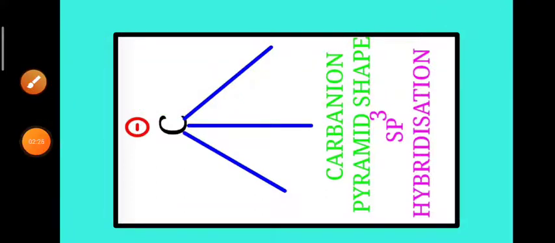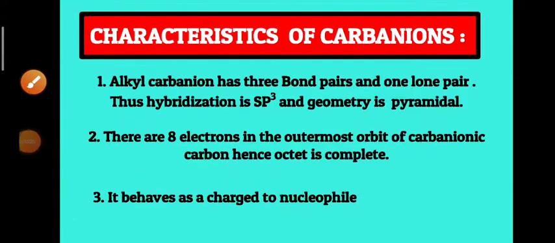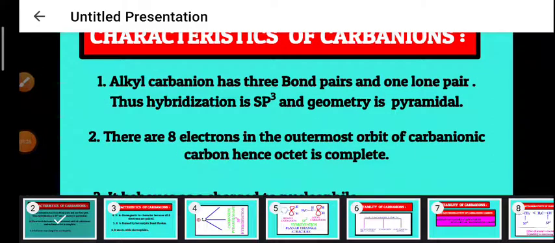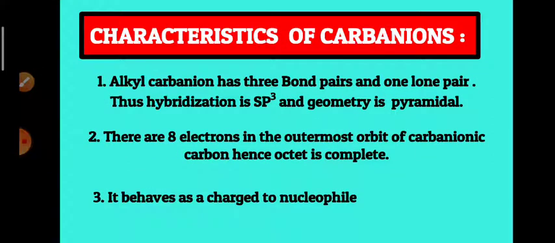We go for the second point. There are 8 electrons in the outermost orbit of the carbanionic carbon, hence the octet is complete. So the carbanion carbon has 8 electrons in its outermost shell. So the octet rule is completely filled.